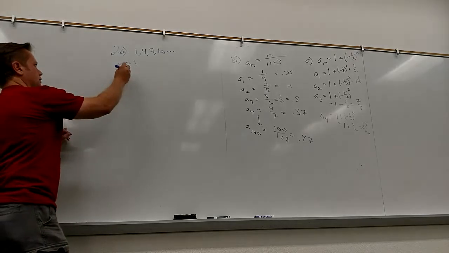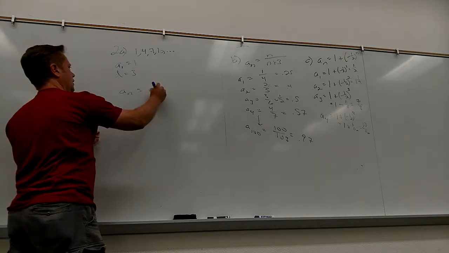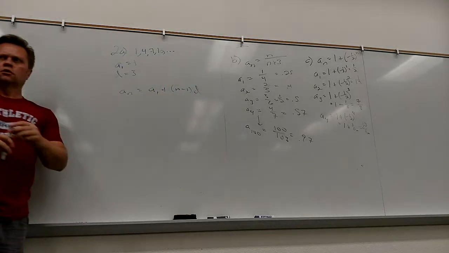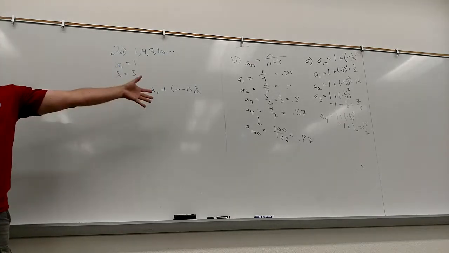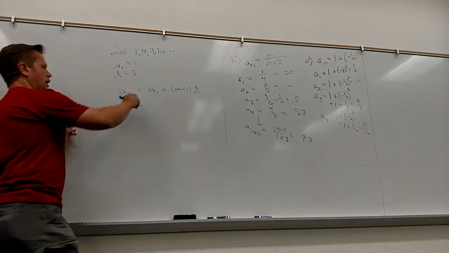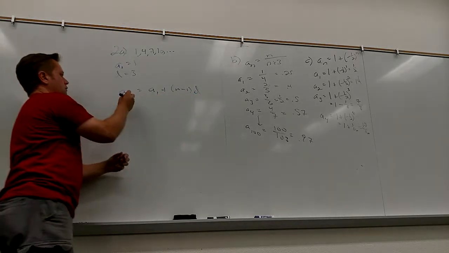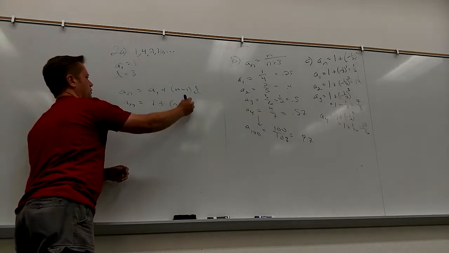So what's D in this case? 3. And I know that AN is A1 plus N minus 1 times D. I figured that out earlier. So now you just got to throw what you know in for this sequence. Every arithmetic sequence can be written like this for the terms. This one, AN is 1 plus N minus 1 times 3.